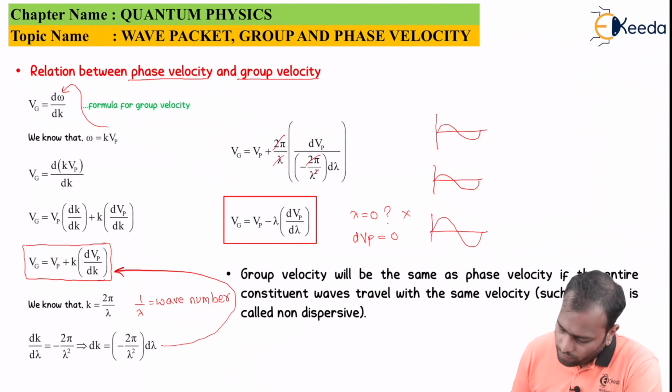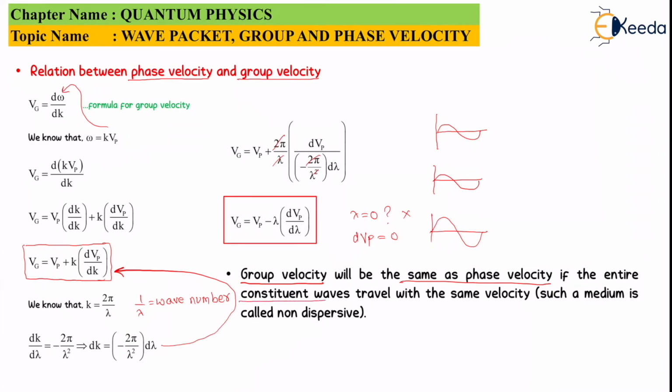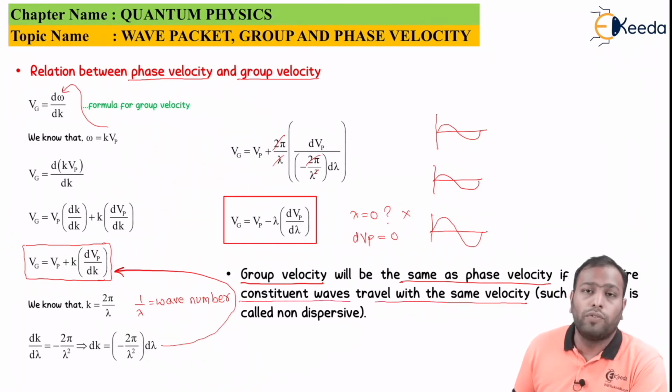Now, coming to the point, group velocity will be the same as the phase velocity if the entire constituent wave travels with the same velocity. The components of the wave packet move with the same velocity. As in the previous example, you saw 5 waves constituted a single wave packet. If the 5 waves travel with the same velocity, then yes, you can say that the velocity of the wave packet will be equal to the velocity of individual waves.